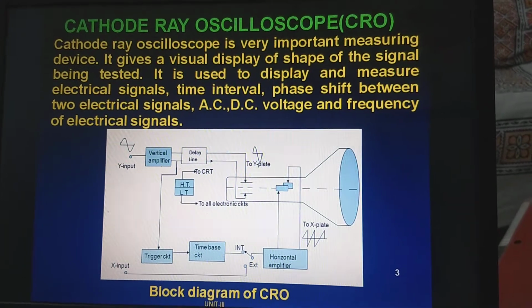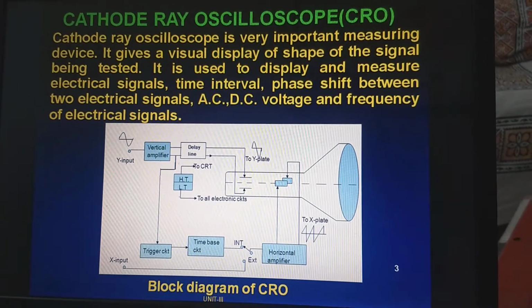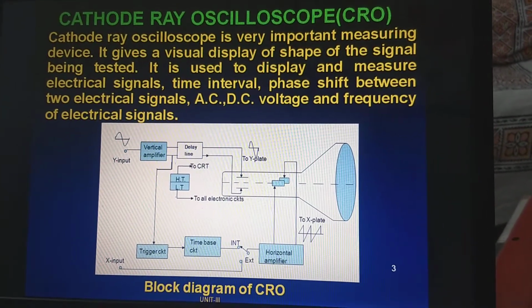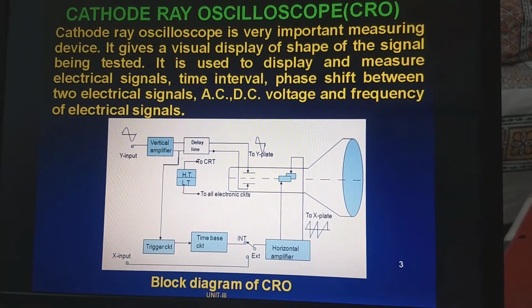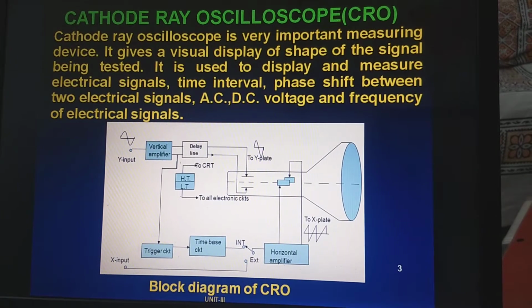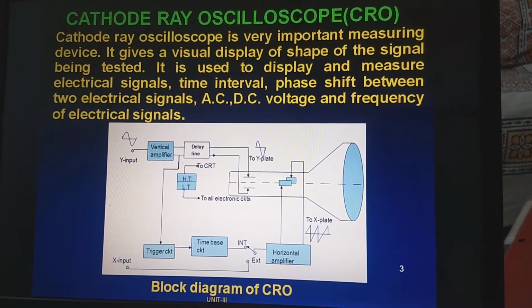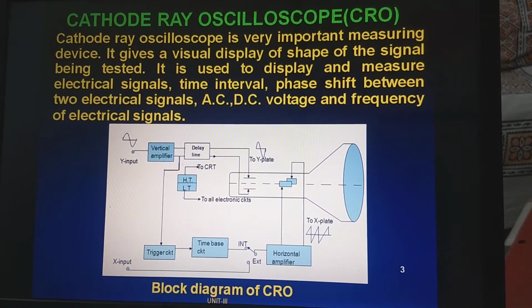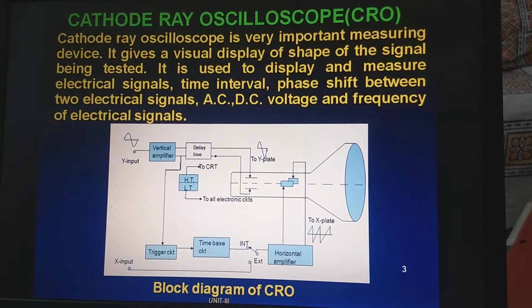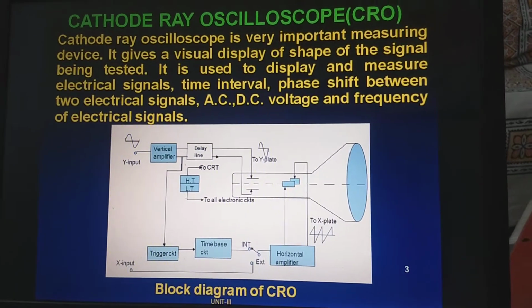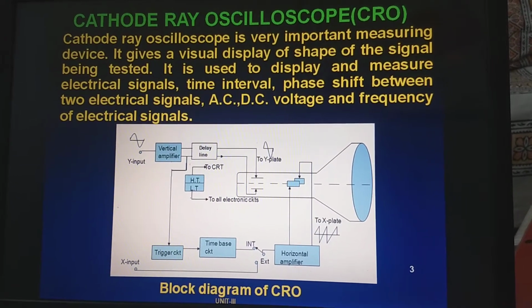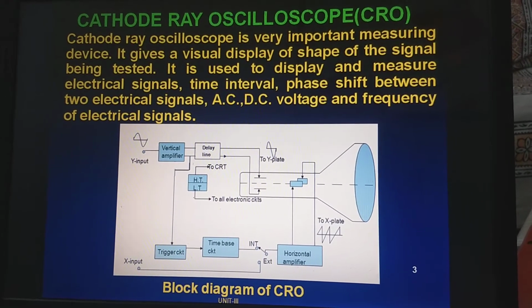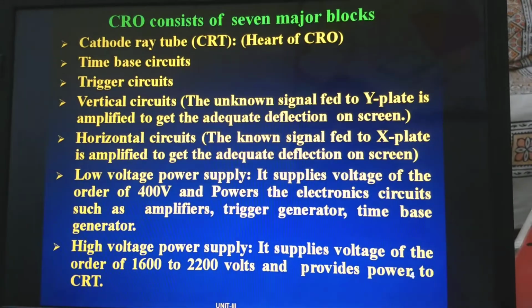Now, what is CRO? CRO is a cathode ray oscilloscope. It is used to display and measure electrical signals like AC/DC voltage, phase shift between electrical signals, and frequency of electrical signals, etc.